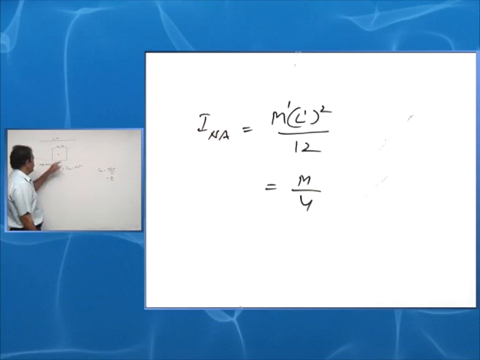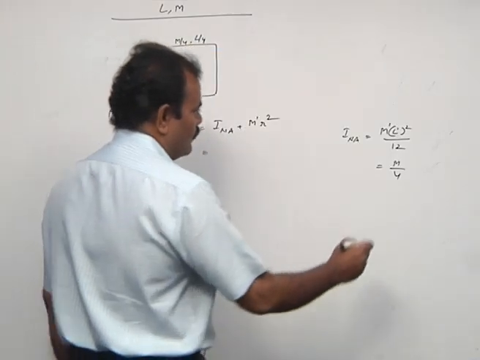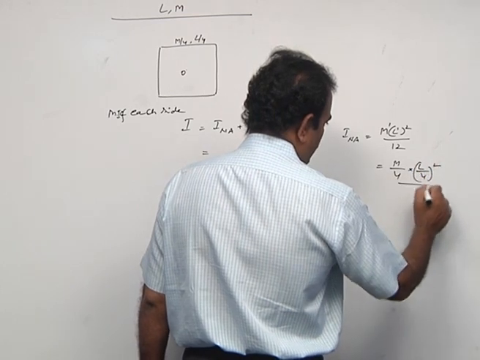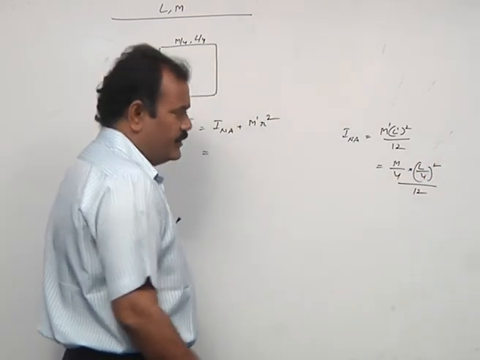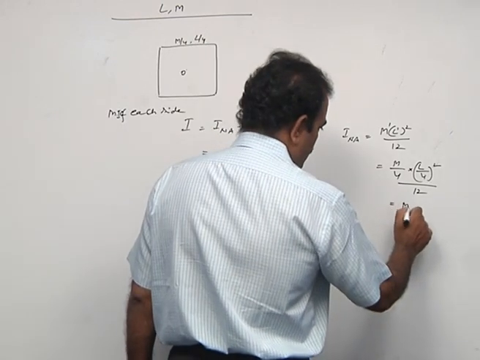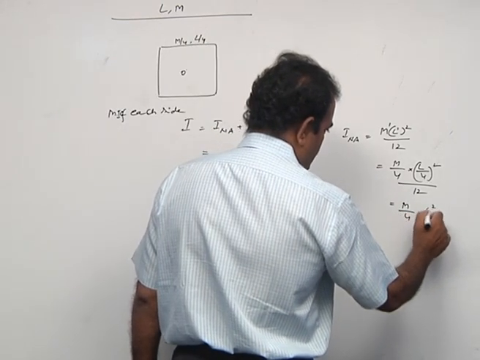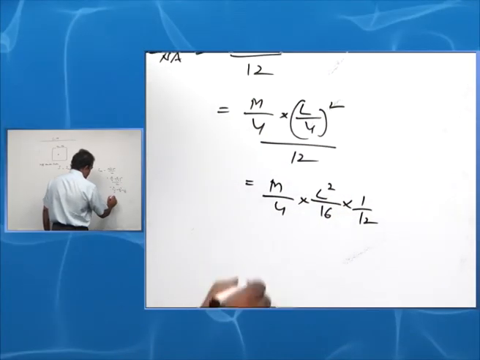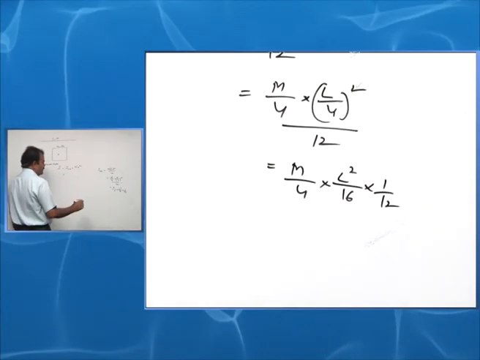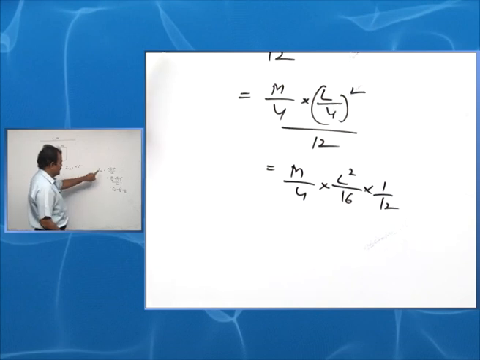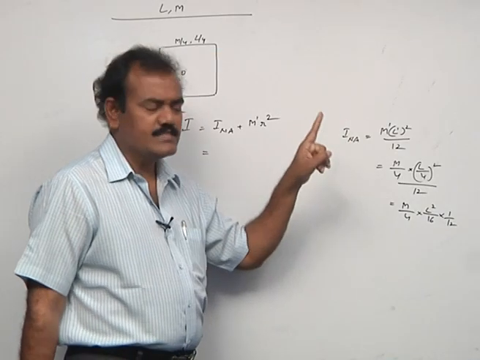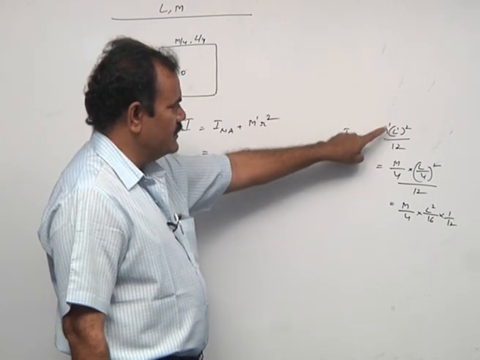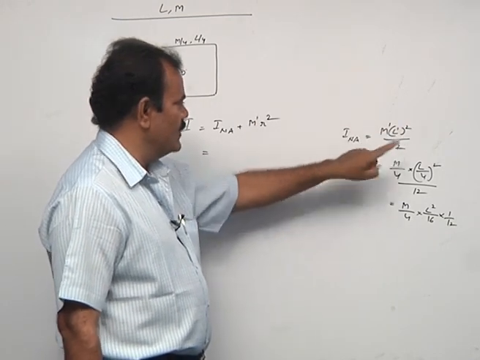And L dash is equal to, just now it is given, L by 4. So that's why L by 4 whole square and by 12 is also there. Now it becomes m by 4, now L square by 16 and again as usual 1 by 12 is also there. Now it is ml square by 4 into 16 into 12. So once again I tell you, it is the moment of inertia of each side about its natural axis. It is m dash L dash square by 12.